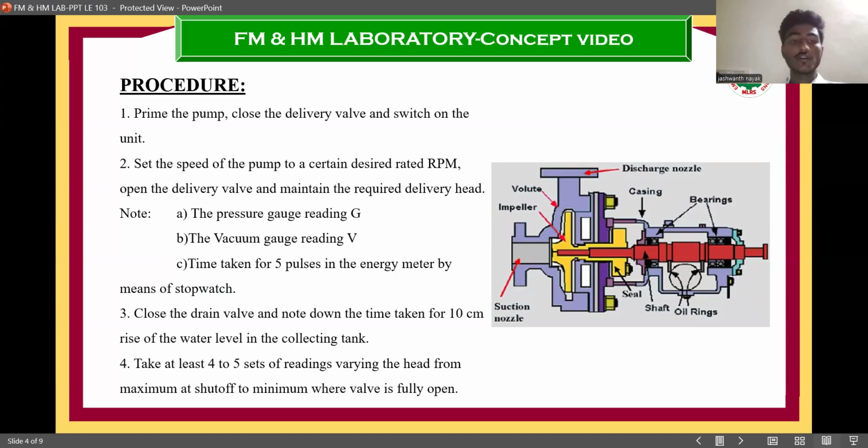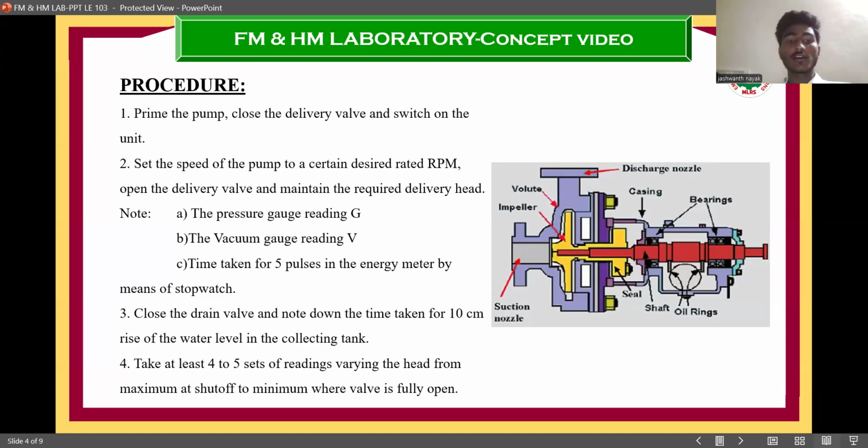We should note some points to conduct this experiment. Point A, the pressure gauge reading is denoted by G. The vacuum gauge reading is denoted by V. Note the time taken for 5 pulses of the energy meter, measured using the stopwatch. We need to use the stopwatch for every 5 pulses and note down the time.